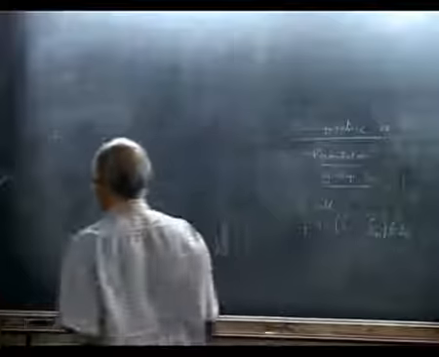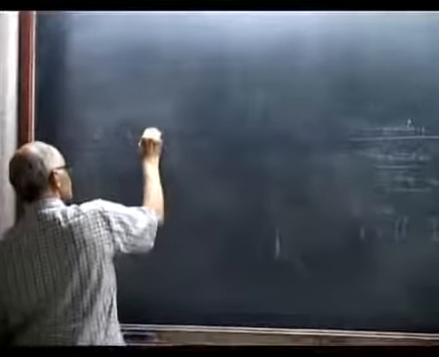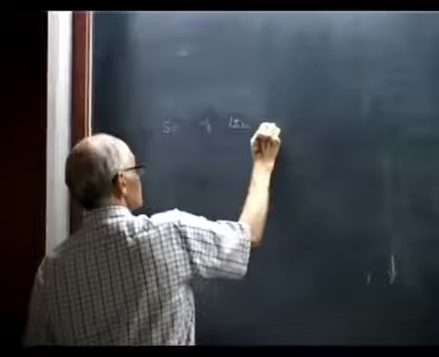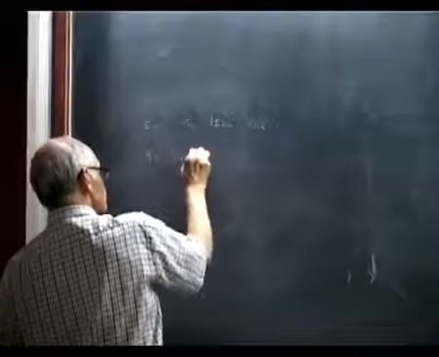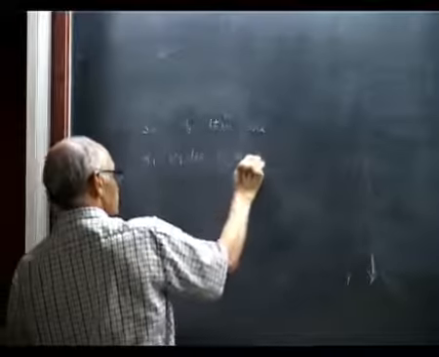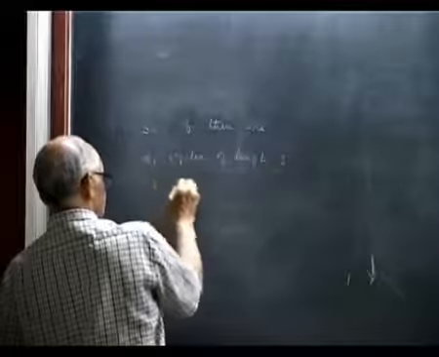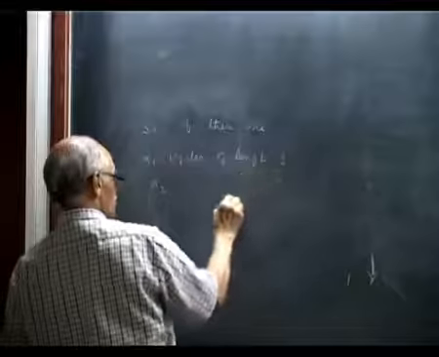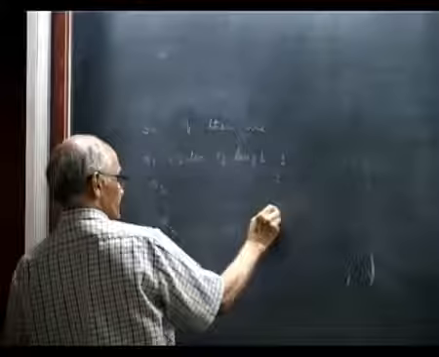So if there are alpha 1 cycles of length 1, alpha 2 cycles of length 2, etc. Let's say alpha n cycles of length n.